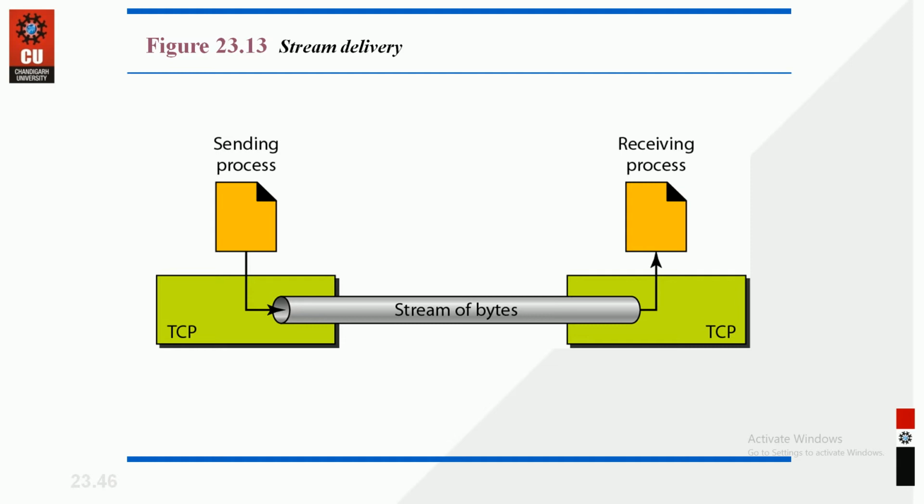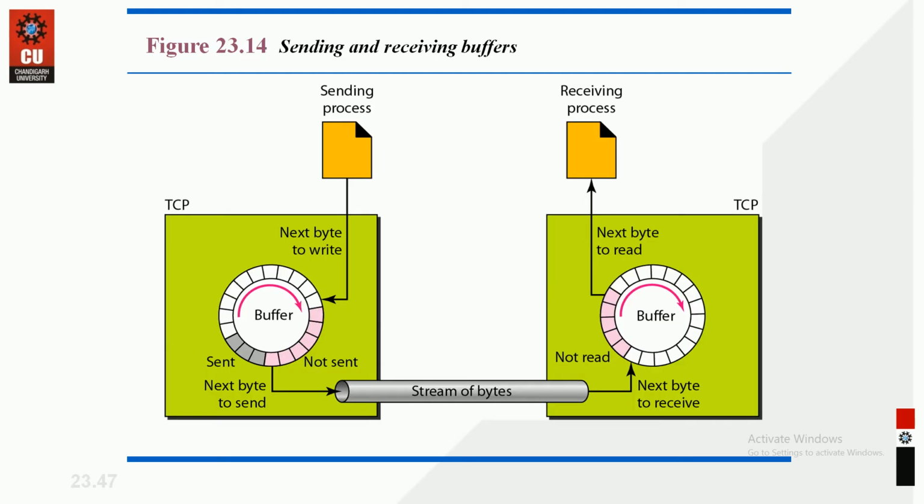First we can discuss the stream delivery, where one is the sending process and another is the receiving process. There is a direct connection between the process and process, what we can call a peer-to-peer connection. For the sending process and the receiving process, everything comes as a stream of bytes. That is a direct connection between the TCP at the source end and the TCP at the destination end.